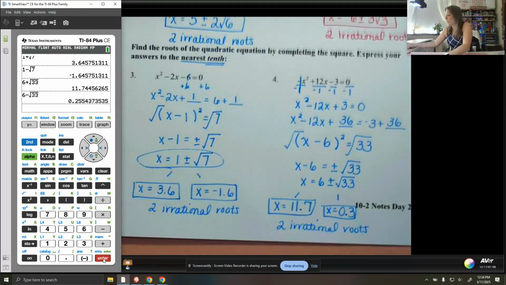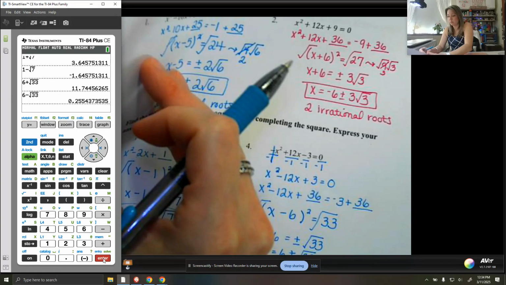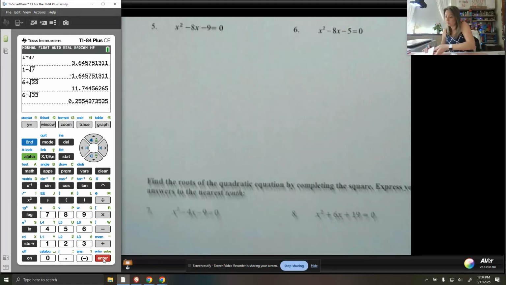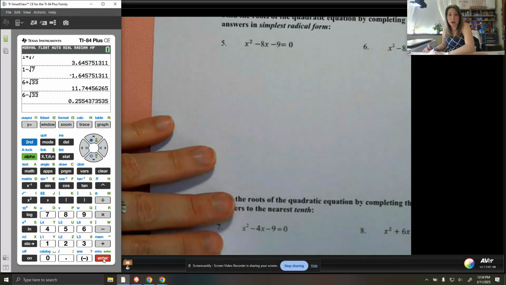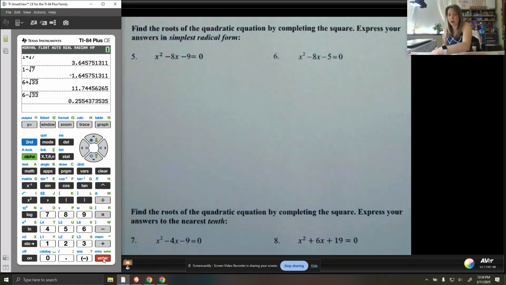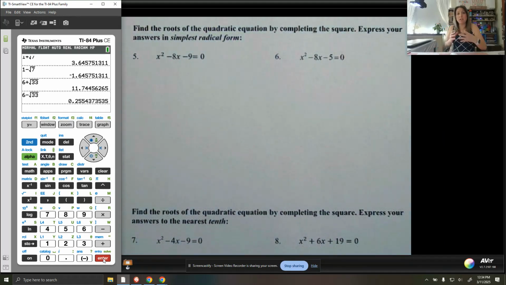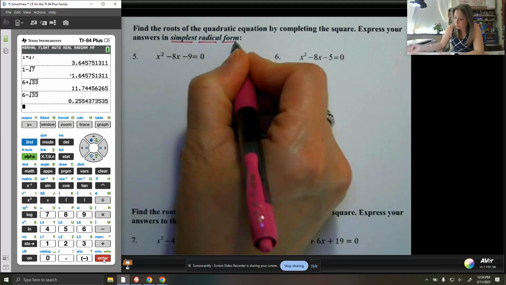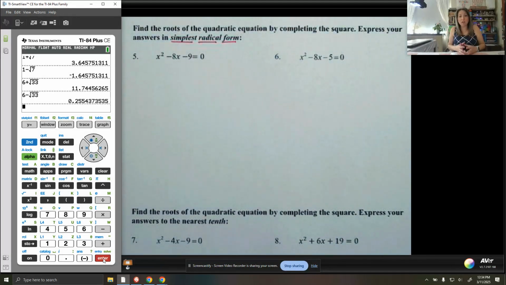Okay, so let's look at the other side. A couple more examples. All right, I would like you to pause here and try number 5 and number 6, keeping in mind that this section asks me to find simplest radical form. And then I'll come back and do one more to the nearest 10th, and then have you try one more that's to the nearest 10th. Okay, so let's pause it here and have you try 5 and 6.